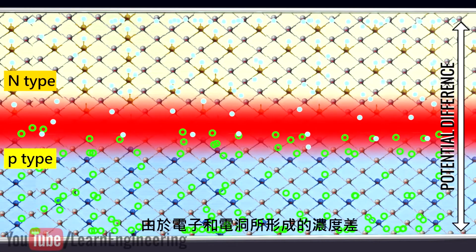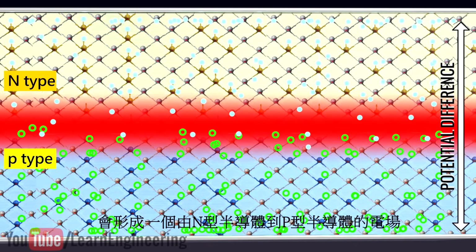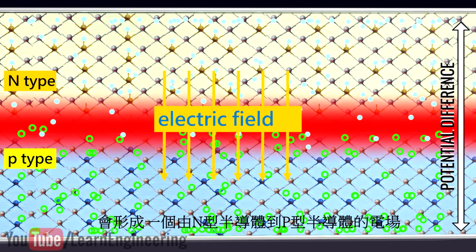Because of the concentration difference between electrons and free holes, it will form an electric field from n-type to p-type semiconductor.